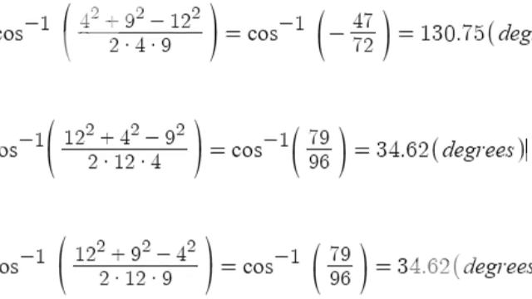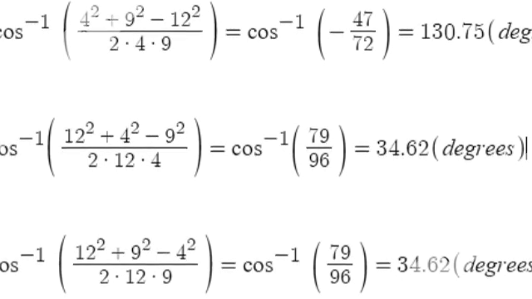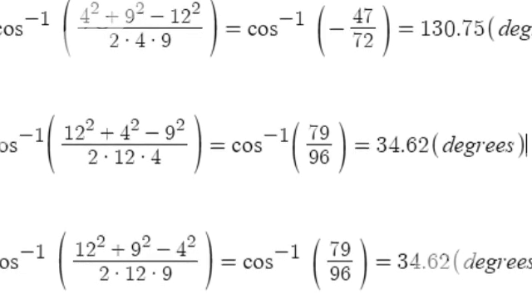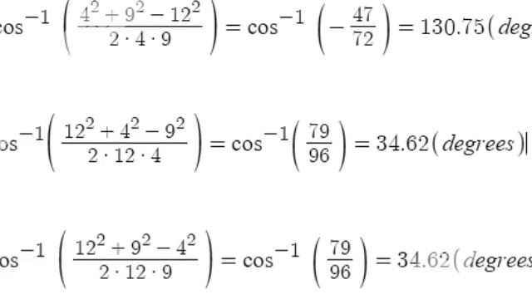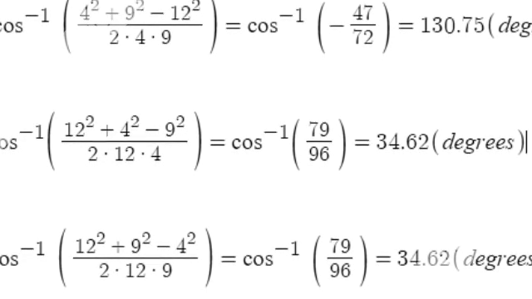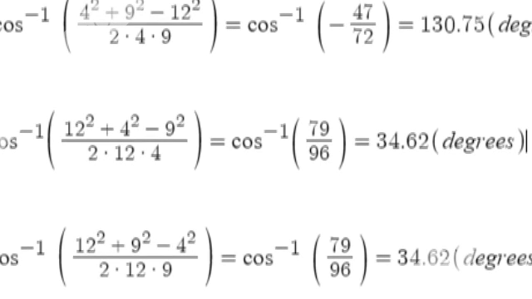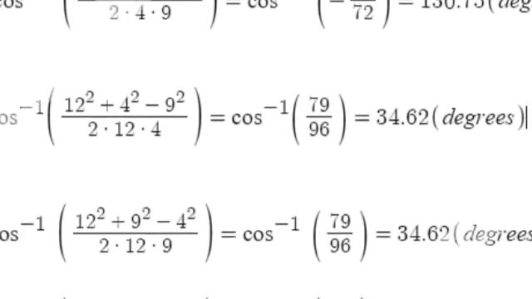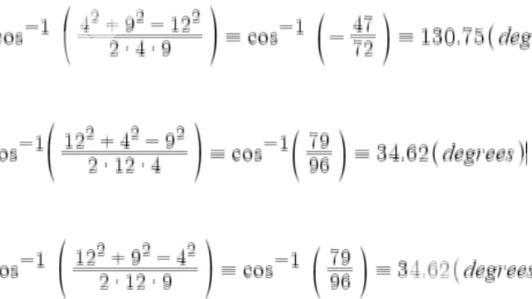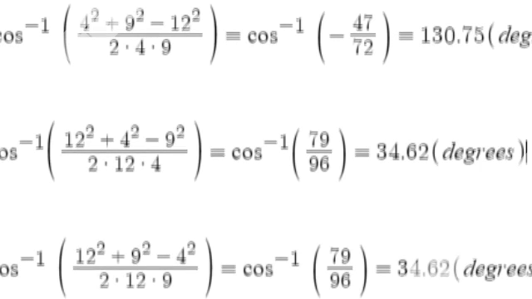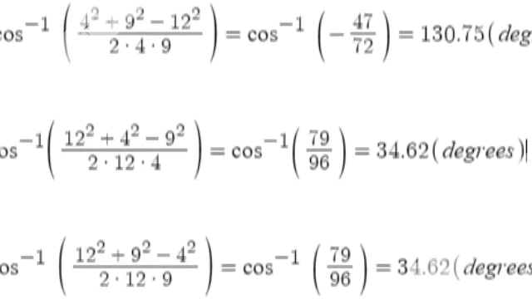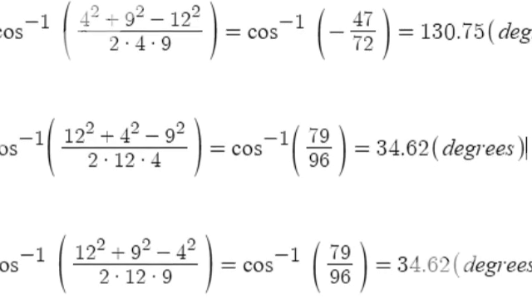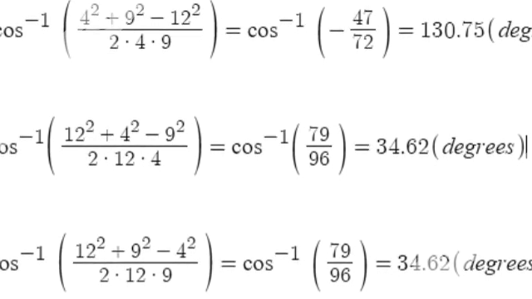Angle B. B equals cosine inverse of 12 squared plus 9 squared minus 4 squared over 2 times 12 times 9, equaling cosine inverse of 209 over 216, equaling 14.63 degrees. As for angle C, C equals cosine inverse of 12 squared plus 4 squared minus 9 squared over 2 times 12 times 4, equaling cosine inverse of 79 over 96, which should equal 34.62 degrees.